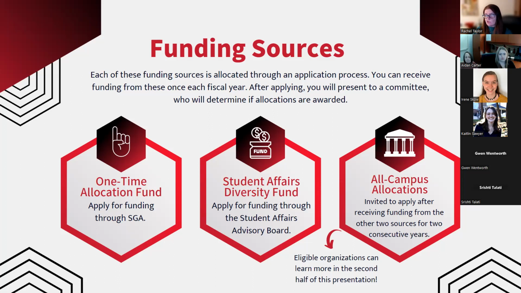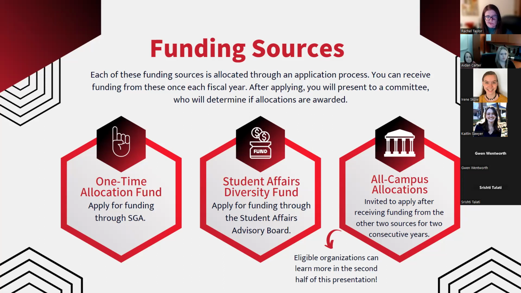Okay, so back to the funding sources, wanted to highlight some here. One-time allocation funds, we will go through this in more depth through a representative from SGA, but these are one-time allocations that they can award through funds that they have within their organization. The Student Affairs Diversity Fund is one that is funded through the Student Affairs Advisory Board, and I will include the link in the chat for the Student Affairs Diversity Fund. At this time, please note that the maximum amount requested for this fund is $500.